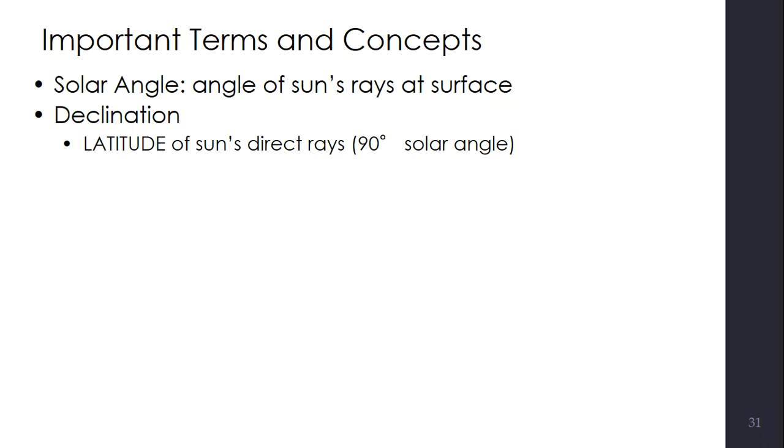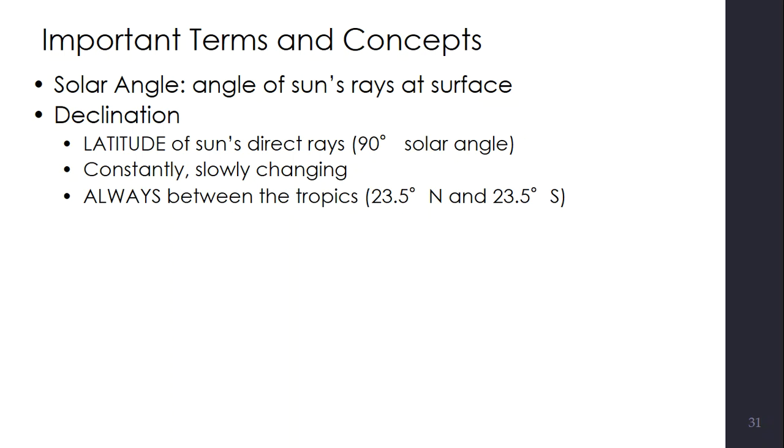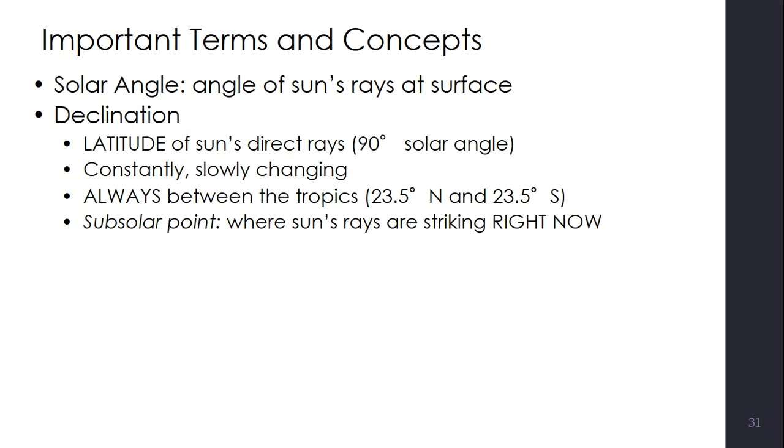The declination is the latitude where the sun is directly overhead. It's constantly but slowly changing, and it's always between the tropics, that 23.5 degrees north and south that we looked at previously. And we'll look at some more illustrations of it. But again, the declination is the latitude of when the sun's rays are 90 degrees. And so this is why the tropics are the warmest place on our planet. The subsolar point is where the sun's rays are striking right now.